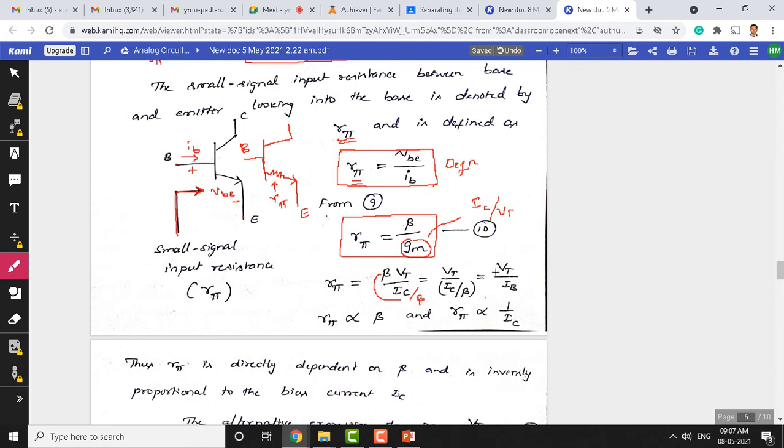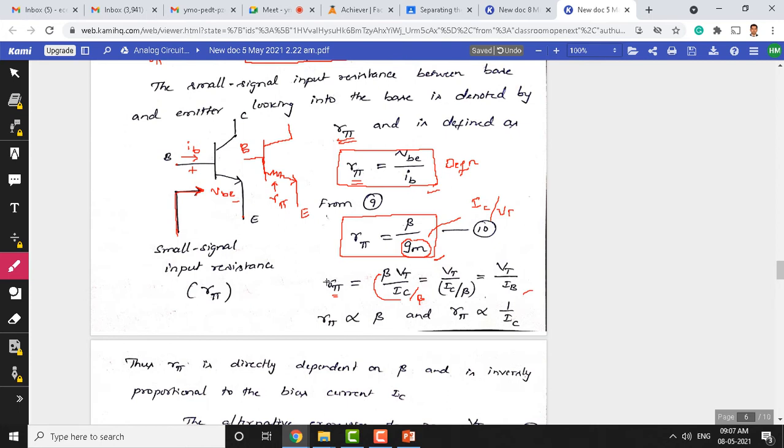Look at these alternative expressions here. Students, please remember all these expressions. The final results, I suggest you write down on the last page of your notes. Write down the section as the input resistance, and below that write these final results like the definition, the formula for R pi, and the alternative version of R pi, VT by IB. These are very important in developing BJT models.